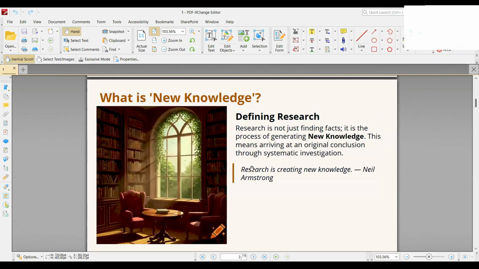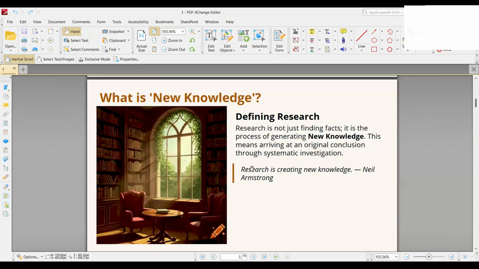In this section, what is new knowledge? First of all, we should define what is research. Research is not just finding facts, it is the process of generating new knowledge. Research is a scientific and systematic search for pertinent information on a specific topic.